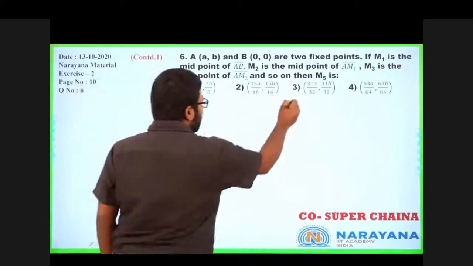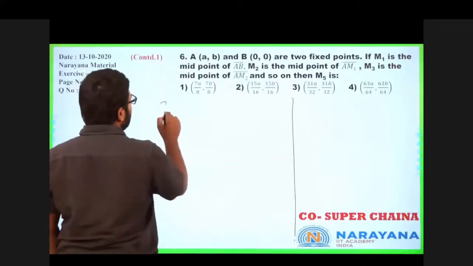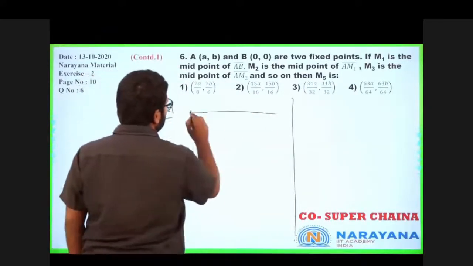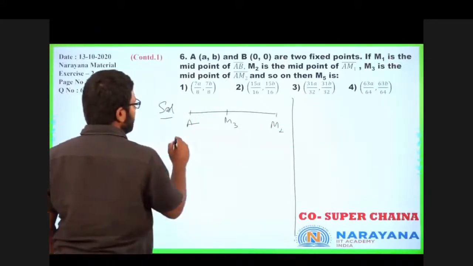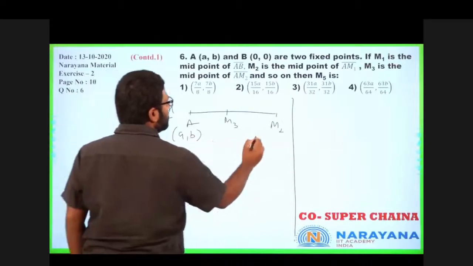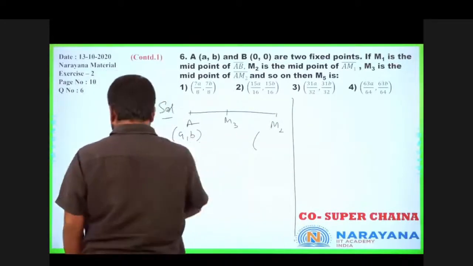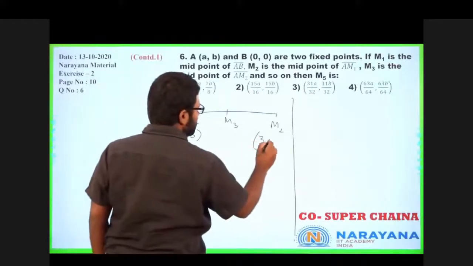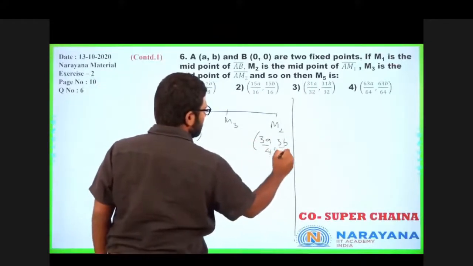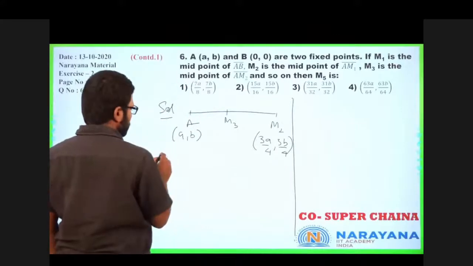M3 is the midpoint of, we're just trying to figure out a pattern, alright? A, M2 we have figured out, M3 is its midpoint. So A comma B, and what is M2? M2 was 3A by 4, 3B by 4. So 3A by 4, 3B by 4.